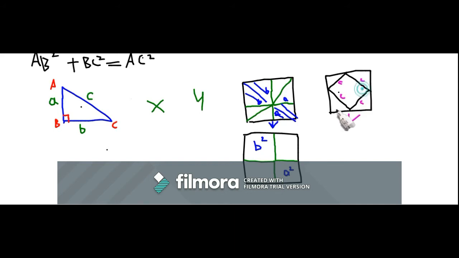Our next step is as simple as that. We are going to write the area of the shaded region, as you can see from here. The area of this region is going to be equal to c square, since the square formed has all its sides as c.